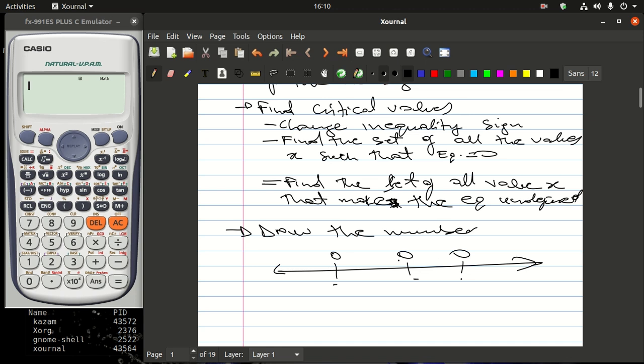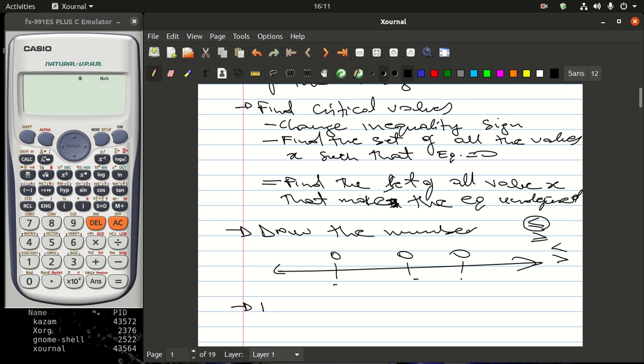Now, if you have less than or equal to, all the critical values that make the equation zero you shade. But the critical values that make the equation undefined, you never shade, even if you have this sign there. And if you have the strict inequality sign, you don't shade at all.